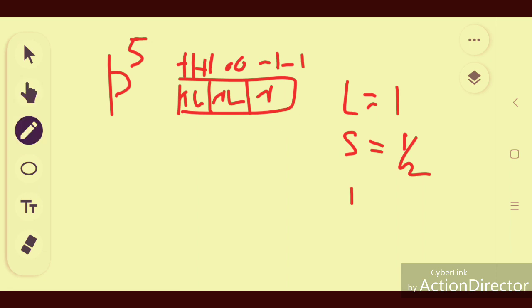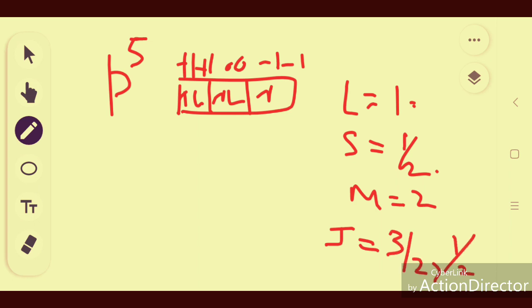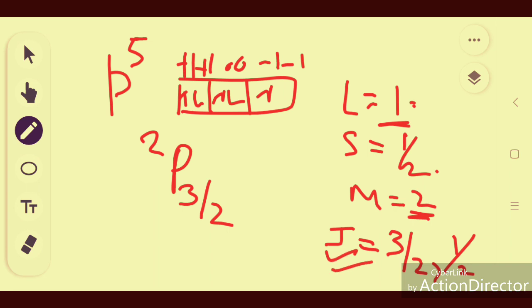Now multiplicity will become 2. So the value of J will be 2, because multiplicity is 2. The value of J will equal L plus S, 3 by 2, and the other is half. So two values are possible. For the P5 configuration, the term will be P, according to the value of L equal to 1. Now multiplicity is 2, so the term is 2P. And there will be the possibility of two terms according to the two values of J, 2P3/2 and 2P1/2.